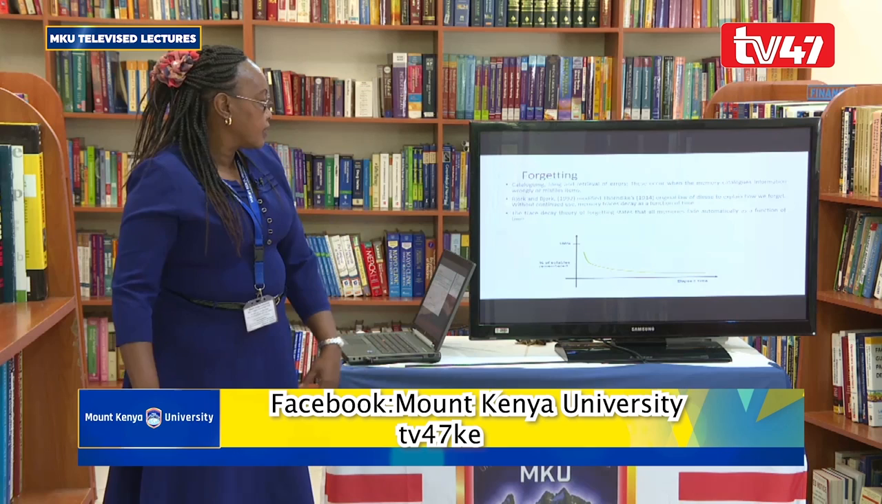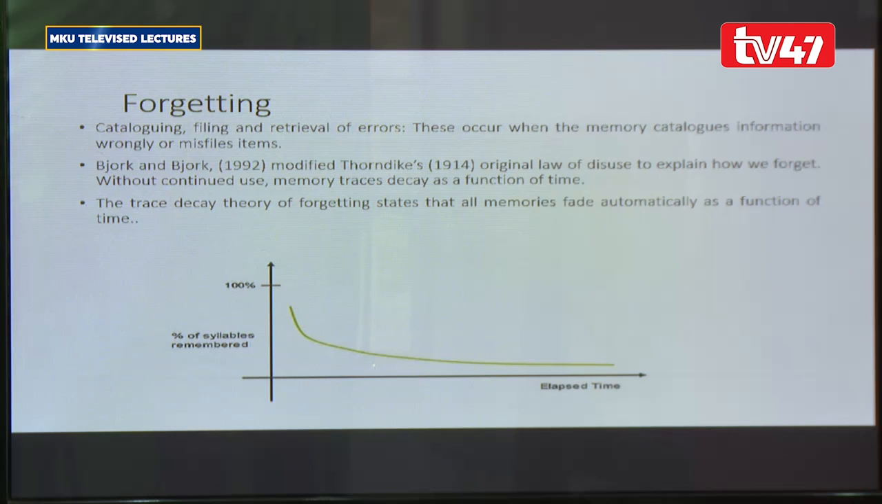Now, the other one is what we call the trace theory or the decay theory. This one simply means that any information that we have in our brain fades away with time if it is not used. You can see from this curve, on this side, we have the percentage of how much is remembered, and on the horizontal axis, we have the passage of time. When the information is fresh, so much of it can be remembered, because as you can see, it's approaching 100%. But as we go down with time, 10 minutes, 20, 30, 1 month, 1 year, that information is lost. And that's what we call the trace theory.